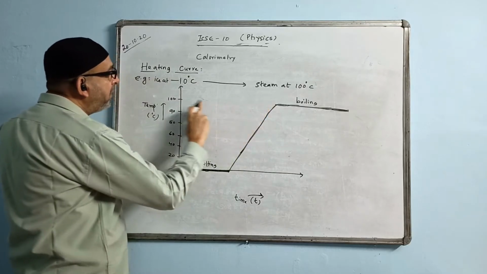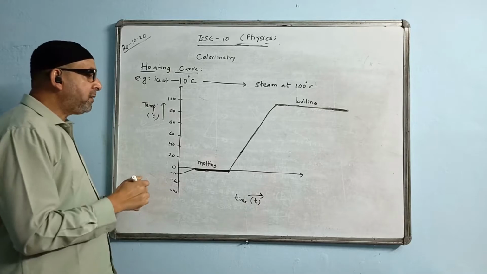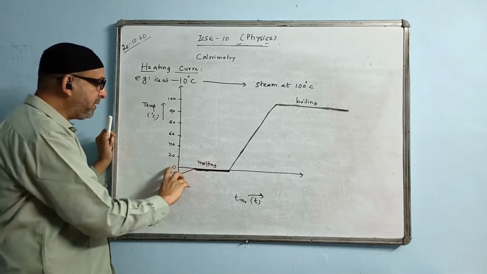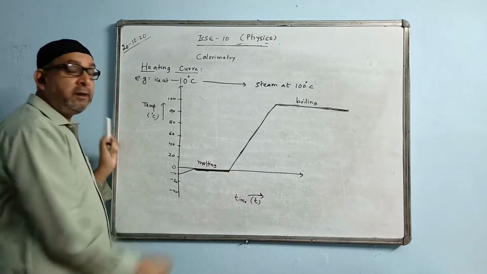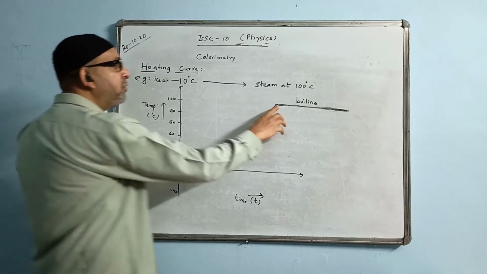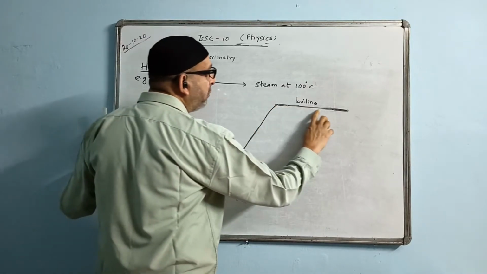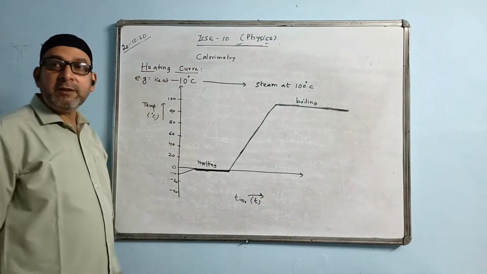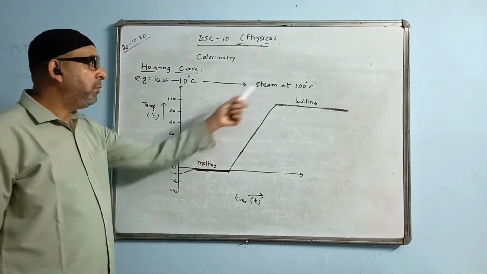Boiling point of water is 100, so in front of 100 I am drawing a parallel line. What does this flat line represent? That there is no change in the value of temperature. Temperature remains 0 degrees all the time, no change of temperature until the change of state process is complete. Here also the temperature remains 100 degrees at all the points, till the change of state process is complete. So we will show melting, boiling.